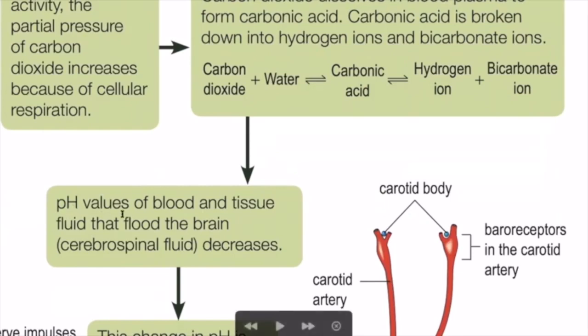Cikgu, kenapa pH value of blood tu decrease? Sebab apa? Ada hydrogen ion. Awak belajar tak chemistry? Kalau lebih banyak H+, contohnya hydrochloric acid, kan ada H+ ataupun hydrogen ion. So kehadiran hydrogen ion itulah menyebabkan pH dia turun. Okay. So when there are more hydrogen ion, this will drop the pH value of the blood and tissue.